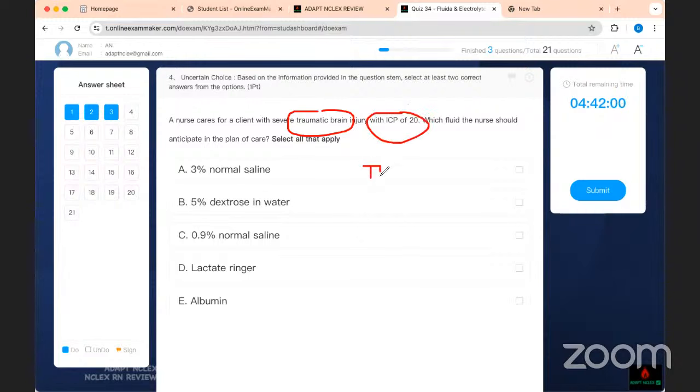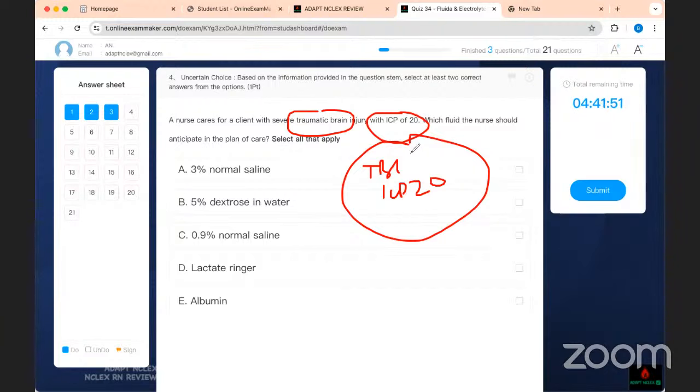So I have somebody with TBI, with an ICP of 20. You have high ICP. Therefore, what are you going to do? You want to lower the ICP. How do you lower ICP? Pull fluid from the brain. Which fluid will pull fluid from the brain? You got to have what?